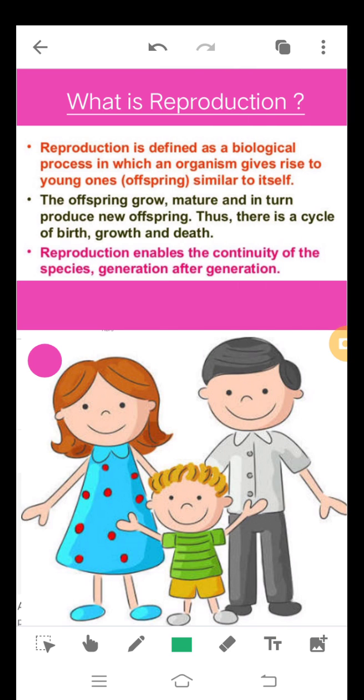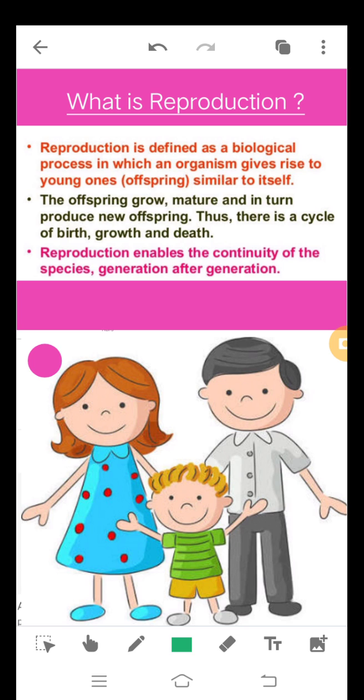Reproduction is defined as a biological process in which an organism gives rise to young ones similar to itself. The offspring grow, mature, and in turn produce new offspring. Thus, there is a cycle of birth, growth, and death. So, one organism gives birth to another, and that another organism again gives birth to the next generation, and this cycle continues. And due to this continuation only, the life is continued on the earth.